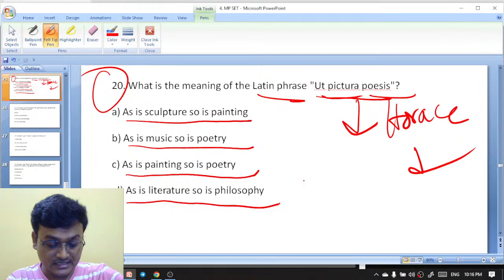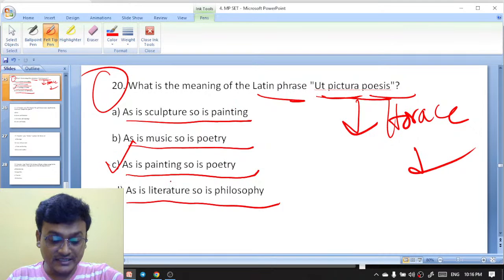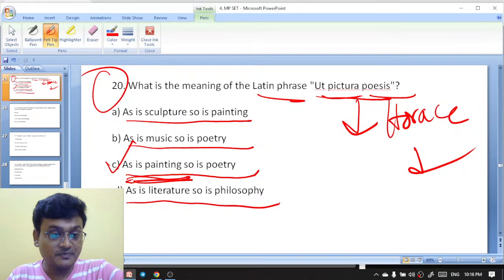Excellent. Excellent is C. So as painting, so poetry. As its painting, so its poetry. So here C is the right answer.